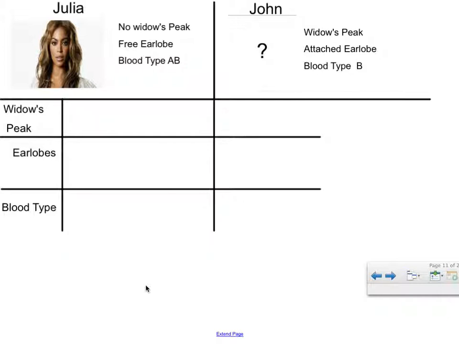So, for Julia, looking at our paper, make sure you're putting it in the right box. Julia does not have a widow's peak, therefore, what are her possible genotypes? Recessive, recessive. You need to write it in the box where it says John and Julia, determine John and Julia's possible genotypes. Earlobes. Julia has free earlobes. Dominant, dominant, or dominant recessive. Her blood type is AB.